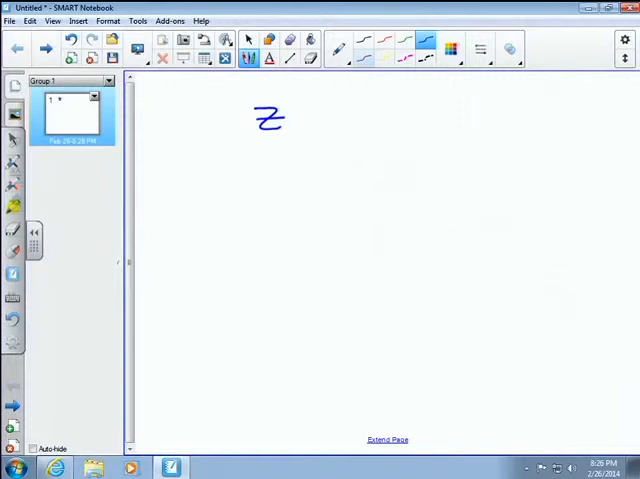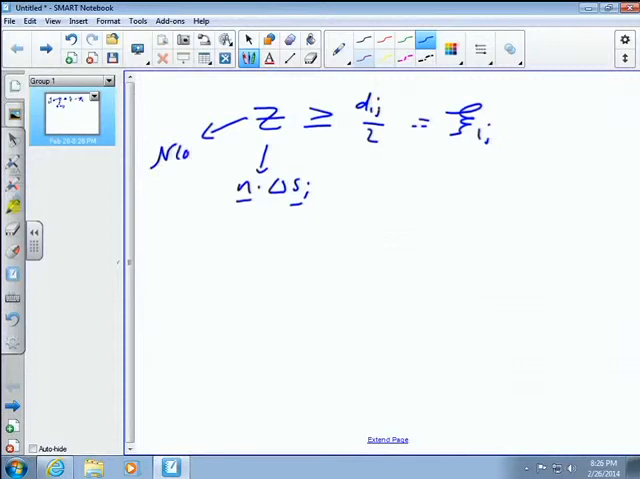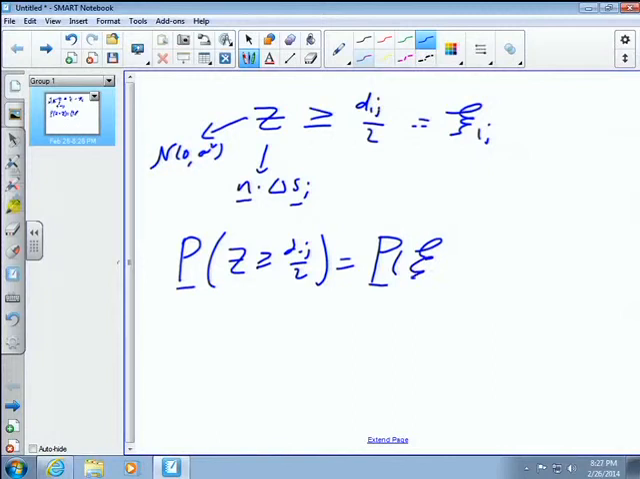So if Z, which is the projection of N onto delta Sj, is greater than or equal to D1j over 2, we got an error. This is our error situation. Now, we know that this guy's Gaussian, zero mean, sigma squared. So now, what is the probability that this happens, i.e., what is the probability of this error situation? We know that this is Gaussian, and this is some deterministic value.